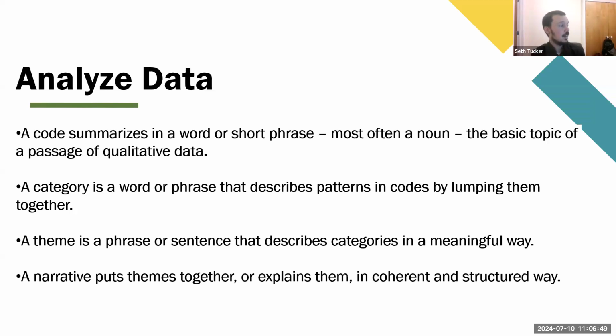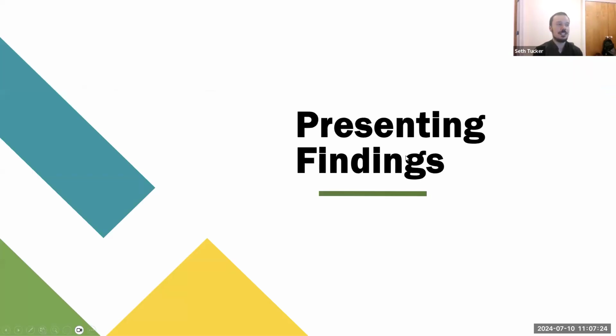A theme is a phrase or a sentence that describes categories in a meaningful way. So a theme might be bikers feel unsafe when using bike paths in the city. That's a theme that we see emerging from the data. And a narrative puts those themes together or explains them in a coherent and structured way. So a narrative is when we can take that theme, that bikers feel unsafe using the bike paths, and start creating a narrative that's a few sentences that includes quotes and actual things that people said, to create a narrative of what's going on. So let's look at different ways that we can present that qualitative data and how we can actually show what our analysis is saying.